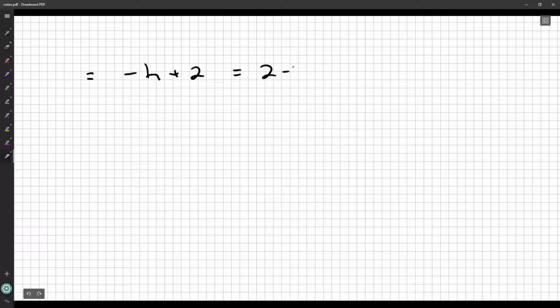Or I might write it as 2 minus h just because it's one less symbol. But either way, that is going to be our final answer. After all that work, the plugging in the values, h minus 1 and negative 1, the subtraction, the factoring, the simplifying, we get a very nice little expression here.